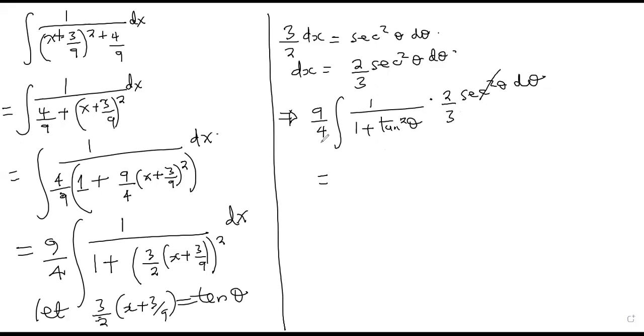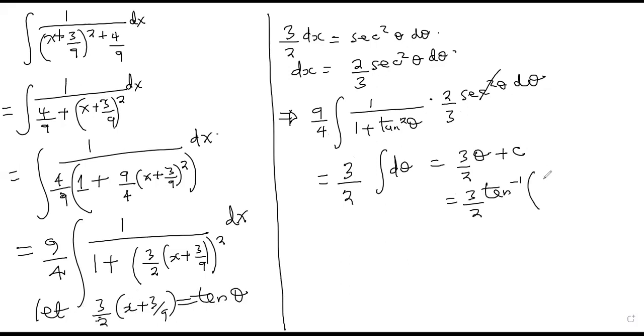18 over 12, and by 6, that is 3 over 2 d theta, which is the same as 3 over 2 theta plus c. But a scenario where you have this one equaling tan theta, it means that theta is the tan inverse of this. So my integral is going to be 3 over 2 tan inverse of 3 over 2 x plus 3 over 9 plus a constant.